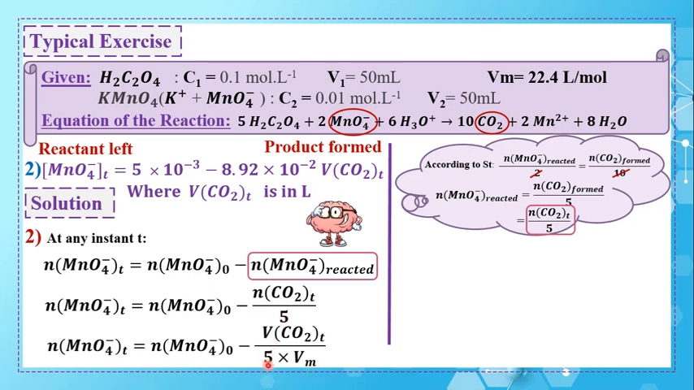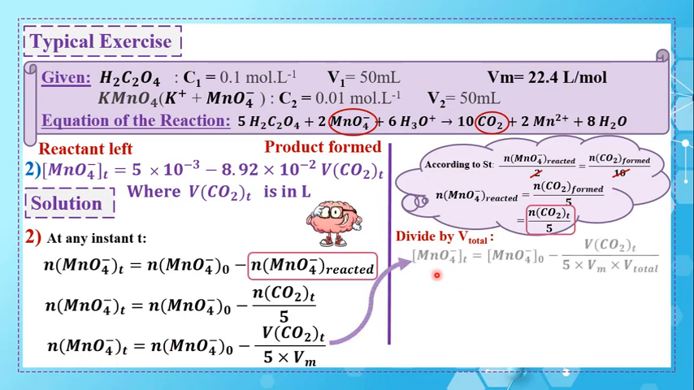The 5 remains here. Now we have to put the numbers, but first I have to convert the number of mole into concentration. How? It is easy. I have to divide by V total. So the number of mole of MnO4- at instant t divided by V total will give me the concentration of MnO4- at instant t. The initial number of mole divided by V total will give me the initial concentration, minus here to this fraction I have to add V total in the denominator.